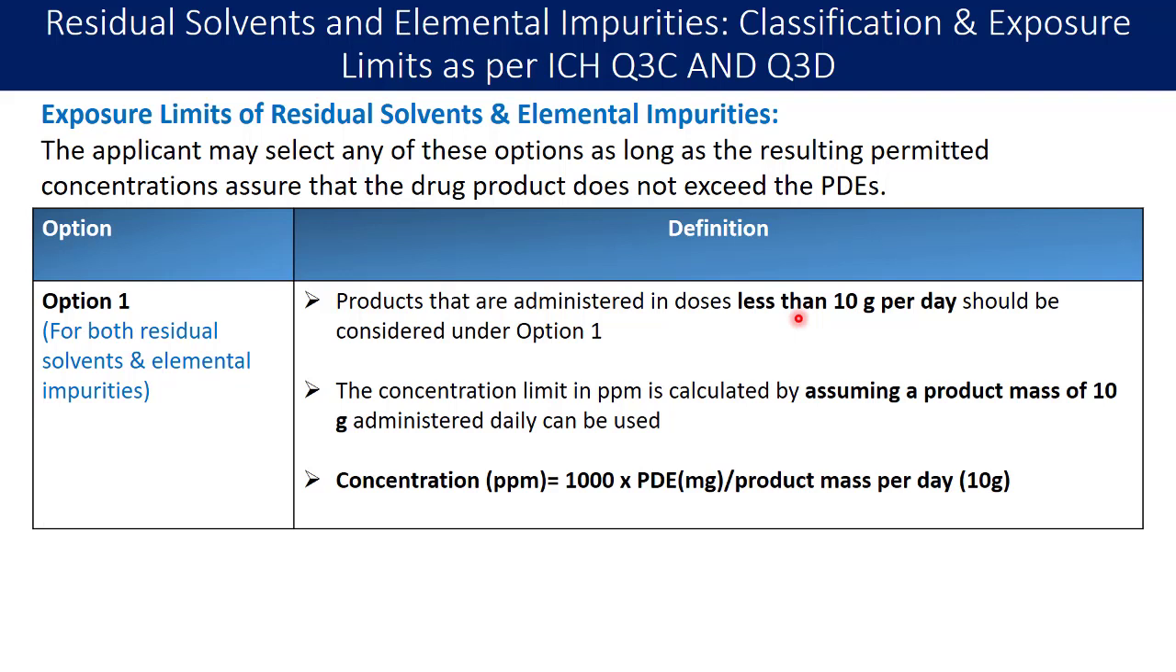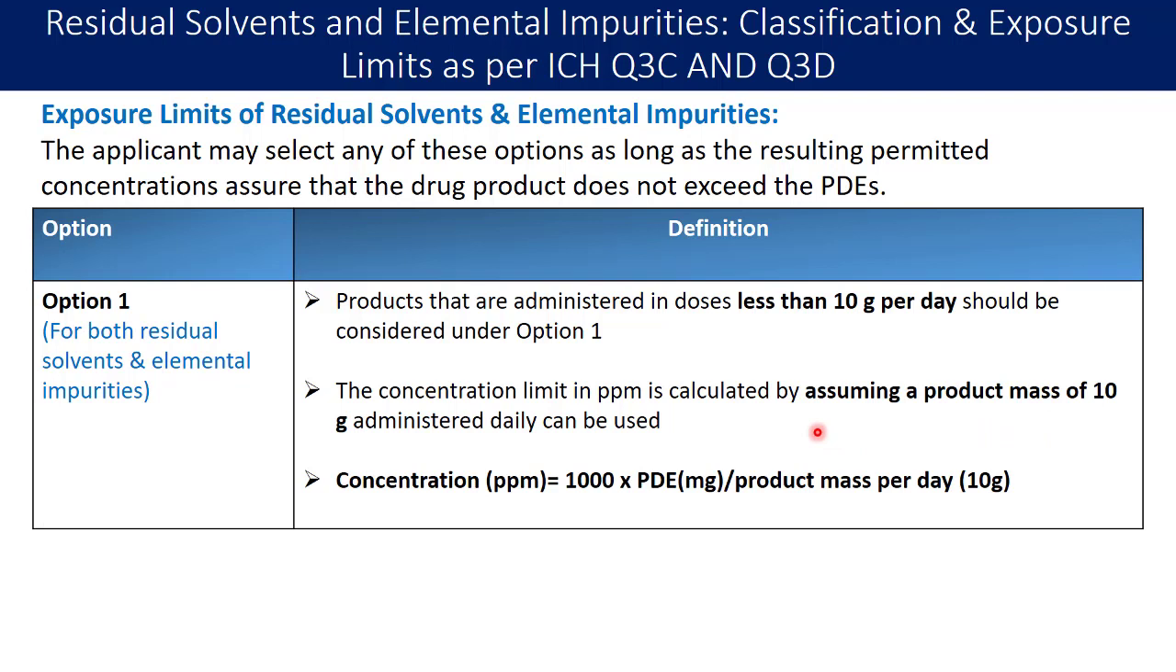So if you take that tablet twice a day, what is the total consumption of the product mass? 800 into 2 becomes 1.6 gram. This is the way you can calculate the product mass administered daily. So option 1 can be used if your administered product mass on a daily basis is less than 10 gram. This paracetamol example comes under option number 1. The concentration limit in ppm is calculated by assuming a product mass of 10 gram administered daily.